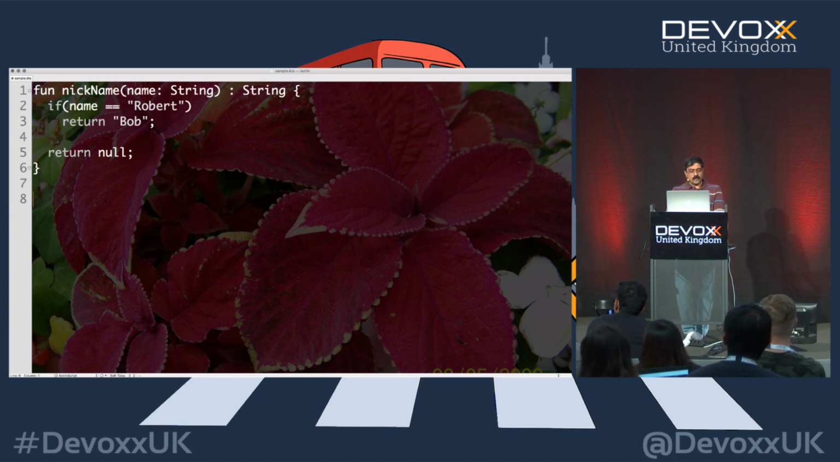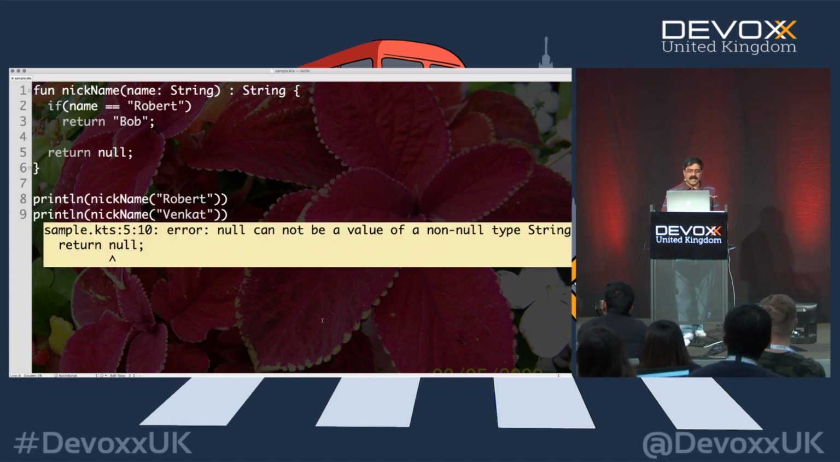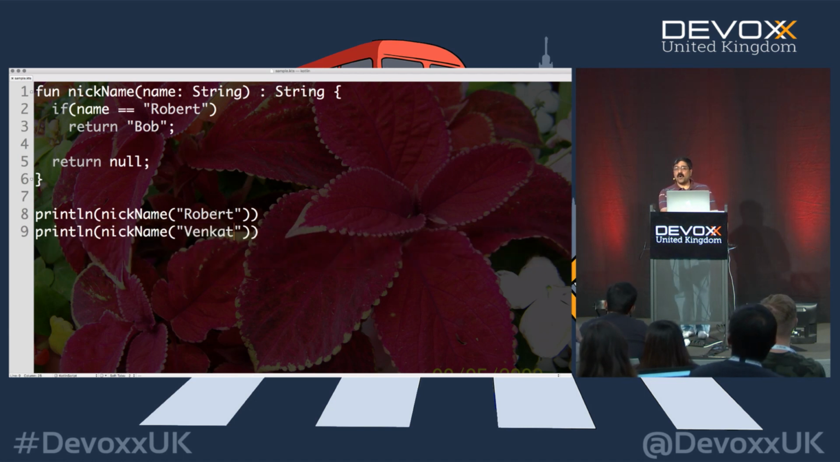So what am I going to do now? I'm going to go ahead and print out nickname and pass Robert in here, but I'm also going to call nickname and pass Venkat over here. Notice I get a compilation error. And the reason I'm getting an error is I cannot return from any place I want to return because string is not nullable. So how do I really tell that it's okay to return null from this code? You put a question mark. The reason they used a question mark is they want the programmer to think about their own sanity.